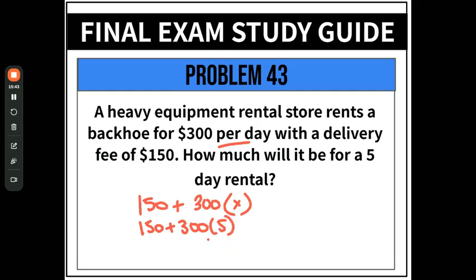Now we can solve. Per order of operations, 300 times 5 is going to give me 1500, added to 150. And that will be 1650.